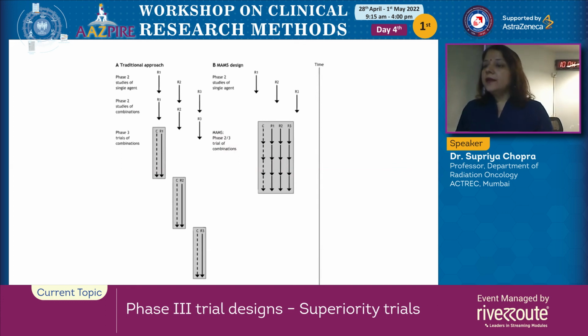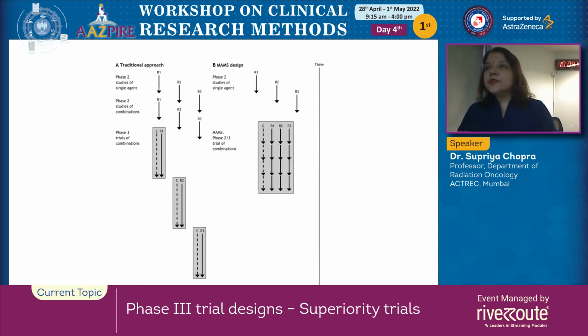I will come to it. By one, swelling up the control arm. So you always have double the recruitment in control arm. So for example, your traditional design would have 1:1 recruitment or 1:2 in favor of intervention. In MAMS design, because you're going to have multiple comparator arms, your control arm can have almost double the number of patients, and then you can position up to 5 to 6 arms to compare with the test arm.